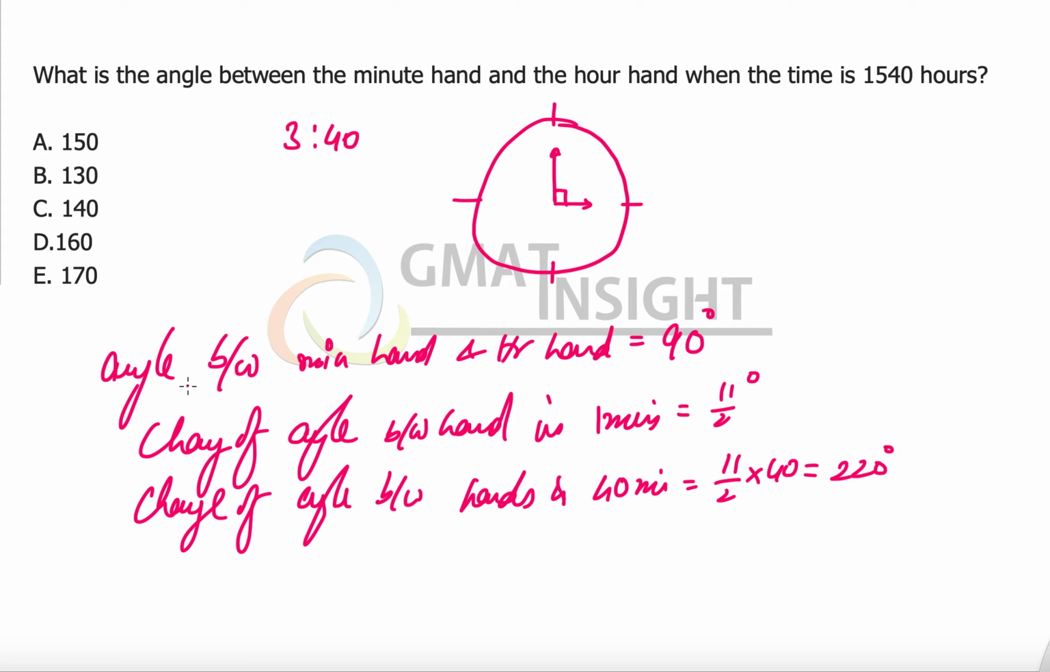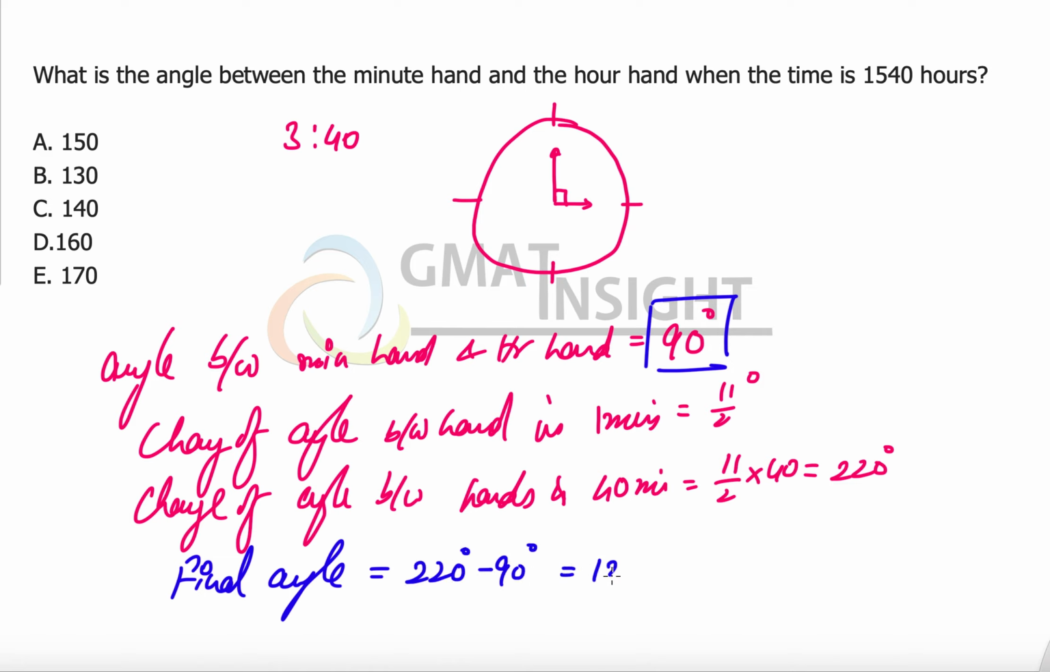But since the initial angle between the two hands is 90 degrees, the final angle can be found by subtracting 90 degrees from 220 degrees, and that becomes 130 degrees. So that is option B. That's the answer. Let me quickly explain the last step.